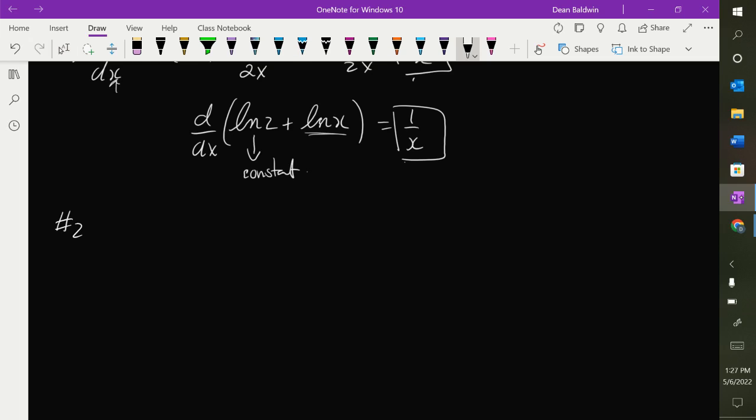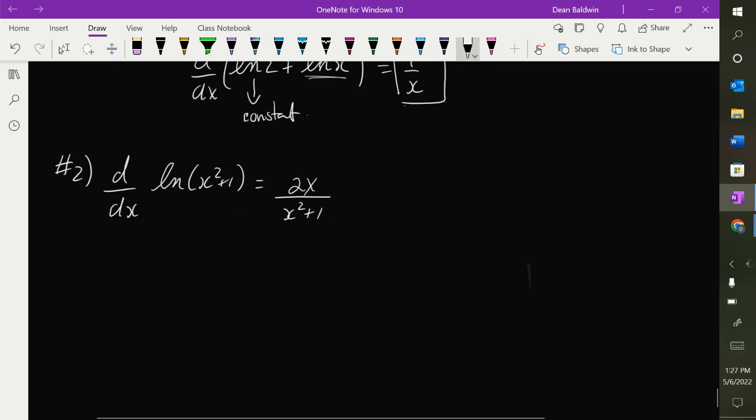Number 2. The derivative of natural log of x squared plus 1. Okay, whatever's in the brackets goes in the denominator, and then the derivative of that goes in the numerator. The derivative of x squared plus 1 is 2x.